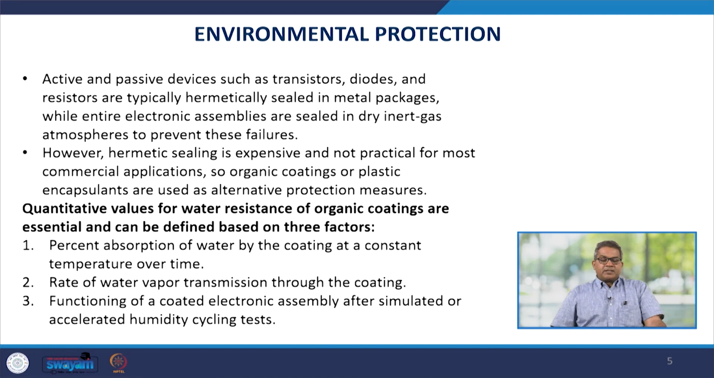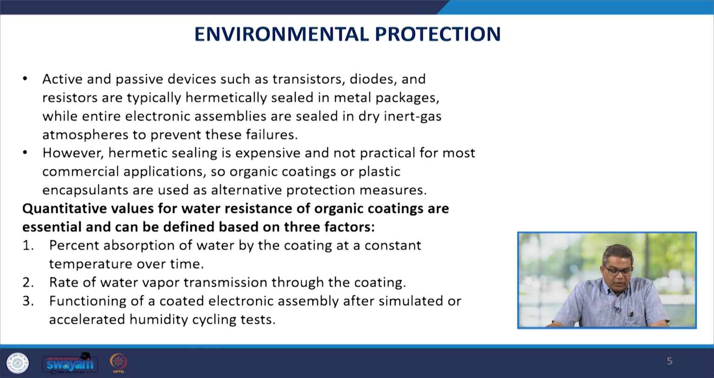Active and passive devices like transistors, diodes and resistors are typically hermetically sealed in metal packages, while entire electronic assemblies are sealed in a dry inert gas atmosphere to prevent these failures. Hermetic sealing is expensive and not practical for most commercial applications. So, organic coatings or plastic encapsulants are used as alternative protection measures.